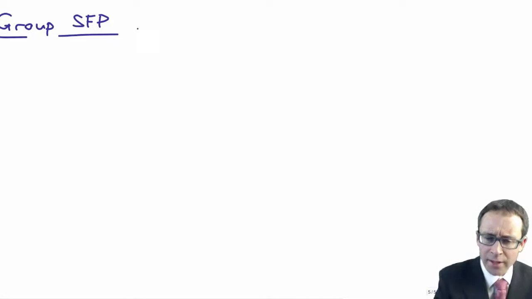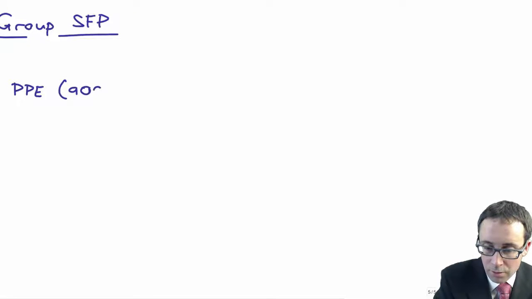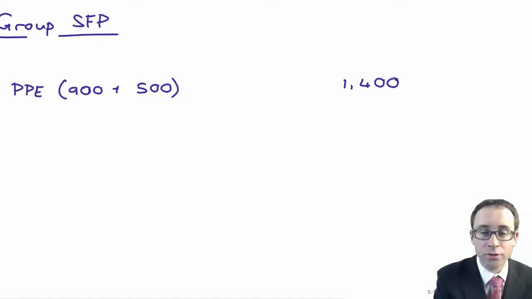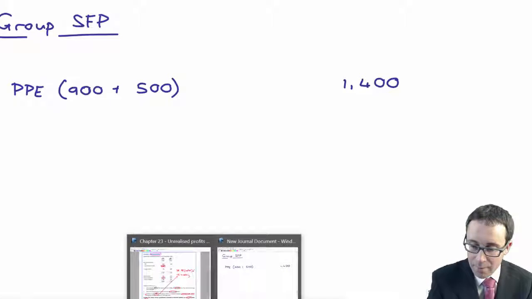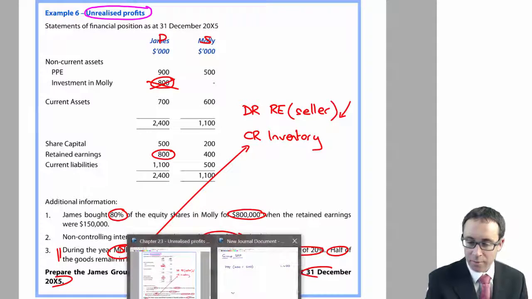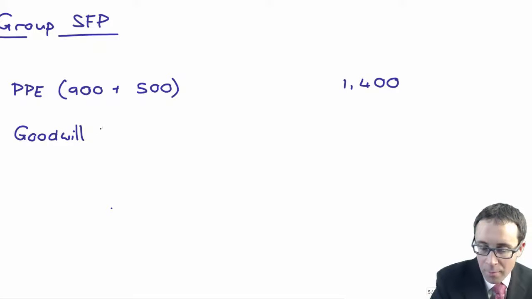The group statement of financial position, what have we got? So we've got my property, plant and equipment, 900 plus 500. Does that give me 1,400? Okay, remember, key bit is that we ignore the investment that we have in the subsidiary because we're replacing it with the assets and liabilities line by line of the sub. And then we put in instead that goodwill.